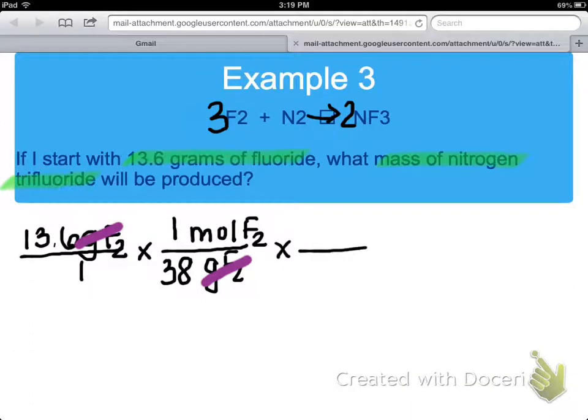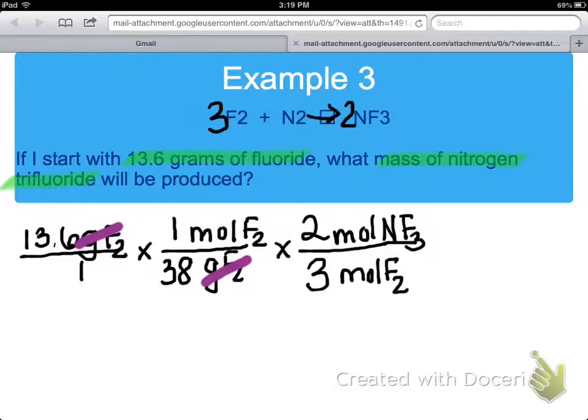So moles of F2 up top automatically then has to go on the bottom. We're trying to find nitrogen trifluoride, so that's what's going to go on top. Nitrogen, 3 of the fluorines. So mole ratio, we're going to pull those numbers from the balanced equation. F2 is a 3. The NF3 gets a 2. So we can cross out our moles of F2. So we're up to moles of NF3.